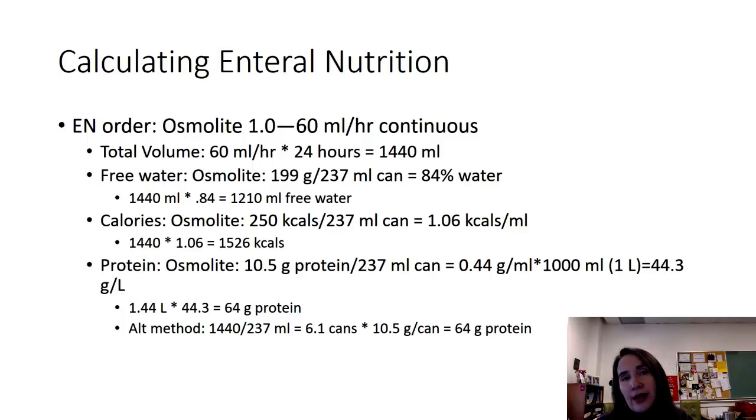If you did it the other way, you would take the 1,440 mLs, divide by 237 mLs in a can, and you'd get 6.1 cans total volume for the patient, multiply by 10.5 grams in a can, and get 64 grams of protein.